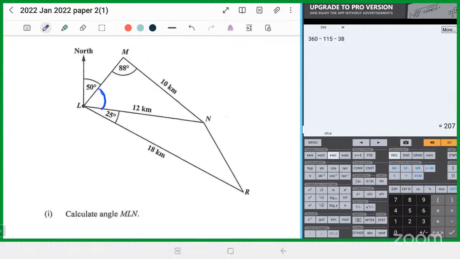Let's give it a name. Let's call it alpha. I like to reference things in questions. It becomes easier. Let's call this angle alpha, the one that I want. So I'm working in that triangle.